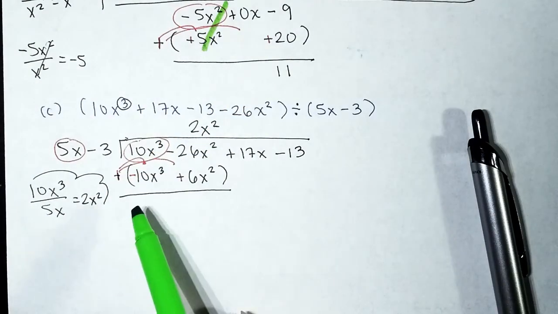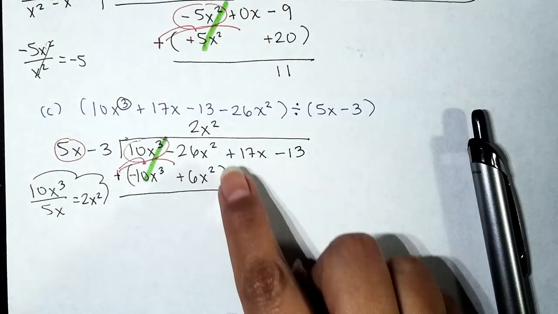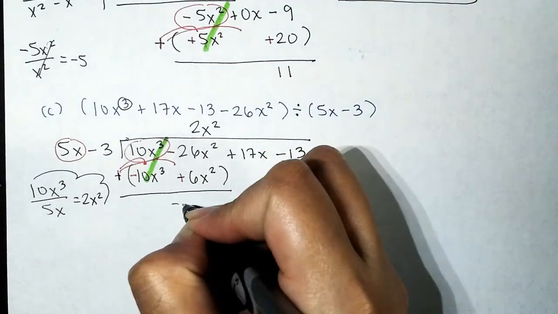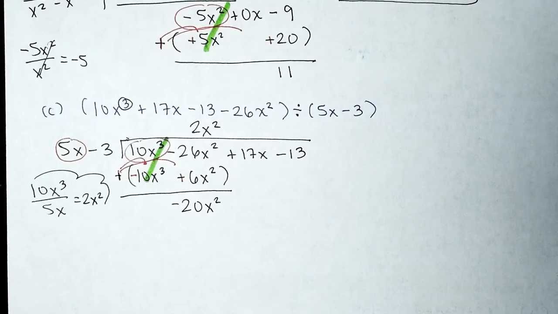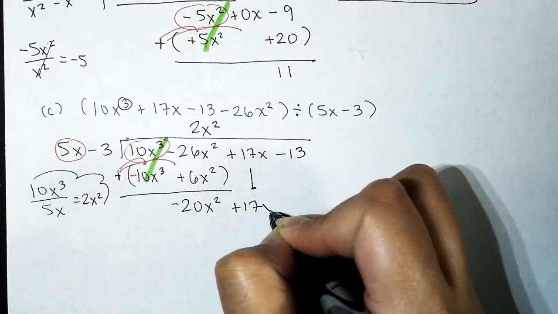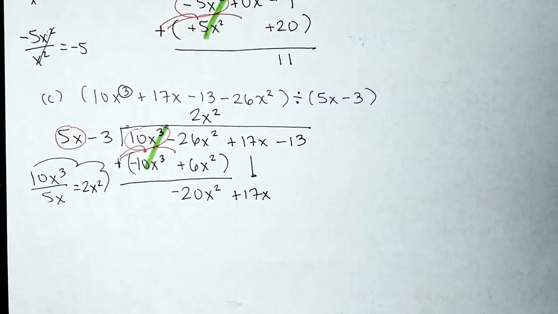10x cubed minus 10x cubed will give us 0. They cancel out. Negative 26x squared plus 6x squared will give us negative 20x squared. Fantastic. So steps to long division: divide, multiply, subtract. If there's another term, bring it down. So plus 17x. And you know the drill.